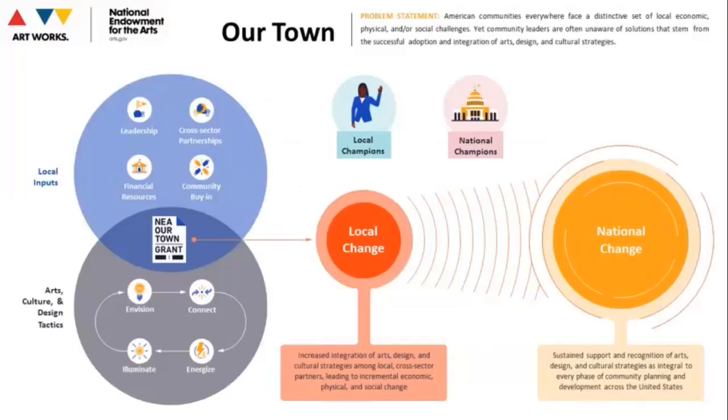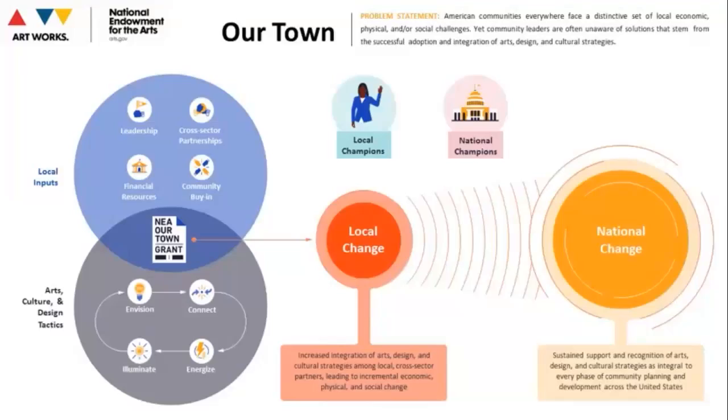So then how do you bring it all together in a theory of change? Here, the developing theory of change really, again, is a diagram. It's a model. And in this model, it says that there are assets at the local community level: inputs, leadership, partnerships, resources, community buy-in. Those interact with these tactics, these modes of working that art has within the communities. Together, these create the local changes.